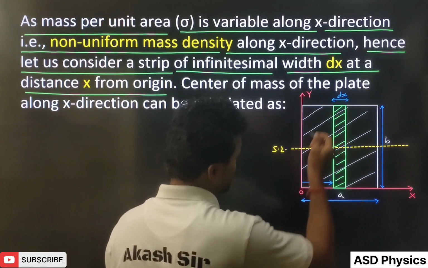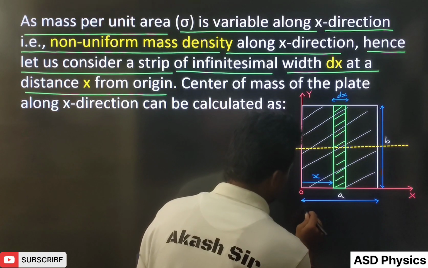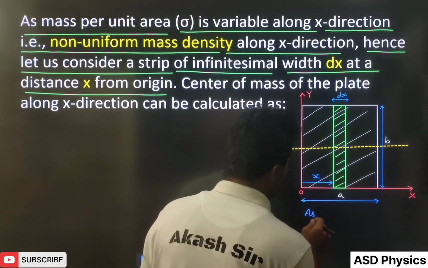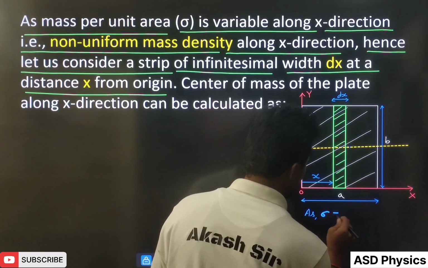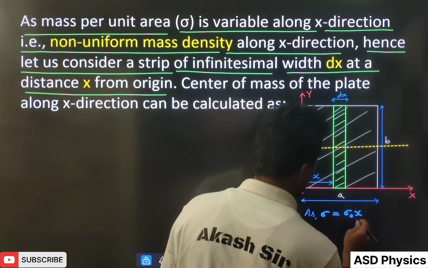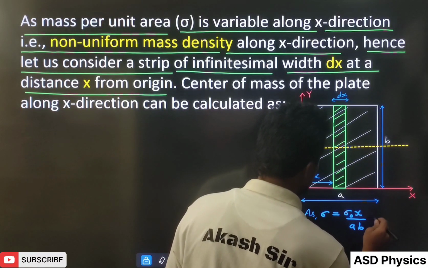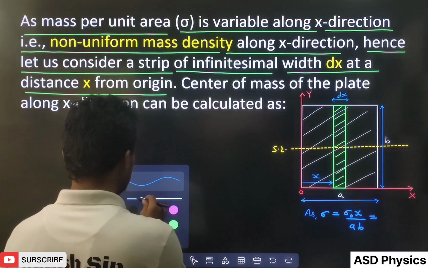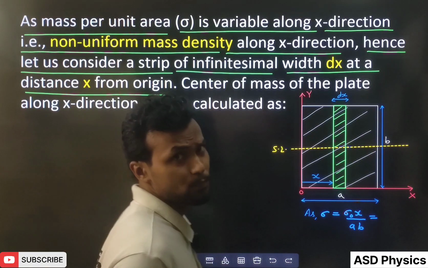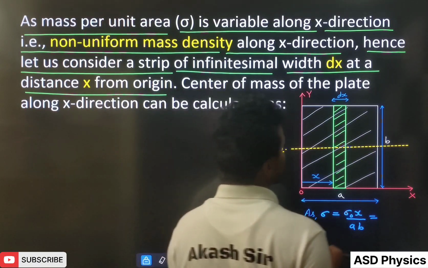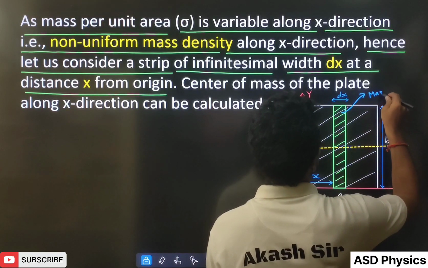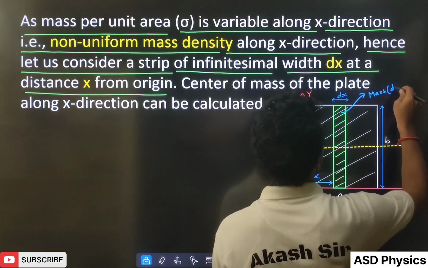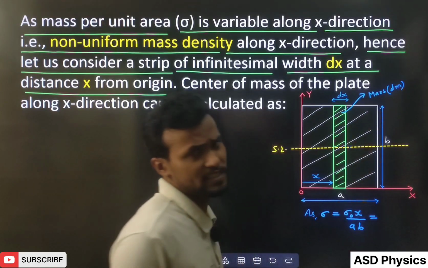You know very well, sigma is given here: sigma naught x by a b. And this sigma is called the mass per unit area. So let's take that this strip has a very small mass. How much have I taken here? Let's take the mass to be dm.